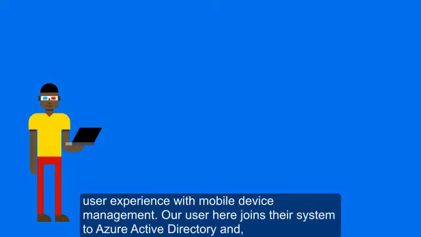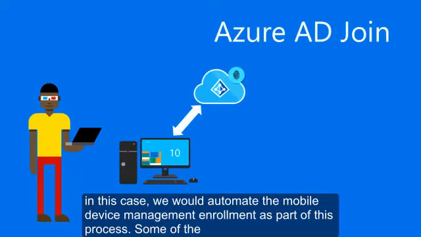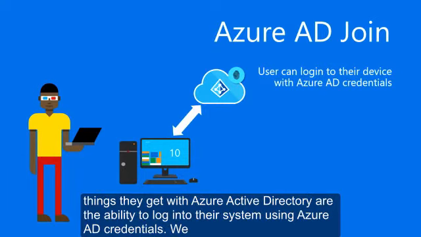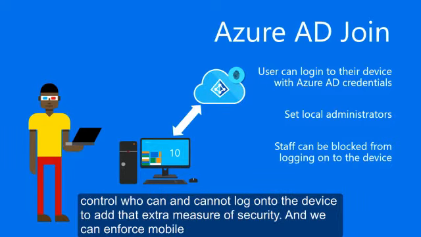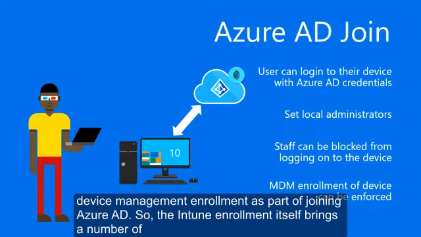So let's take a look at a typical user experience with mobile device management. Our user here joins their system to Azure Active Directory, and in this case we would automate the mobile device management enrollment as part of this process. Some of the things they get with Azure Active Directory are the ability to log into their system using Azure AD credentials. We can set local administrators on the machine based on administrator accounts that we pull from the cloud. We can control who can and cannot log on to the device to add that extra measure of security. And we can enforce mobile device management enrollment as part of joining Azure AD.